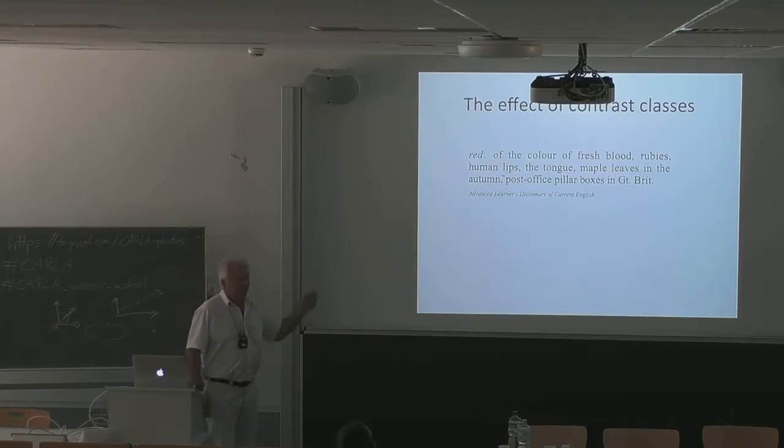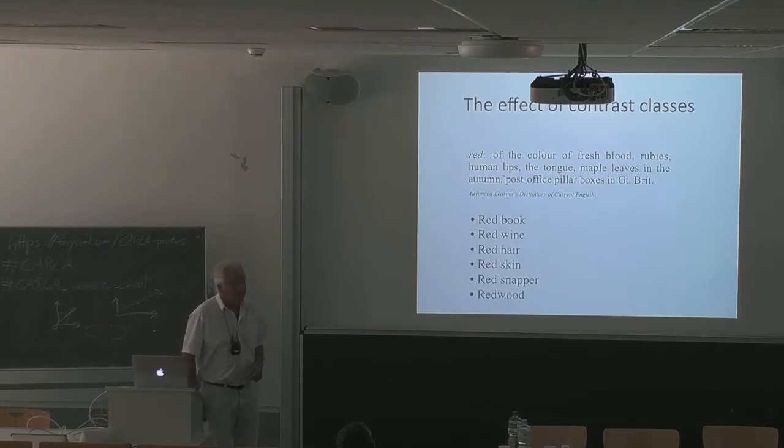Now that is the standard meaning of red, but if you look at combinations in English, you get things like this: red book, red wine, red hair, red skin, red snapper, redwood. The list can be made much longer, but I've just picked these examples here. Red book is fine because this is a kind of direct composition. Books can have any color. Red book means of this color.